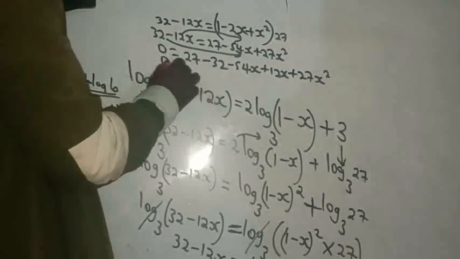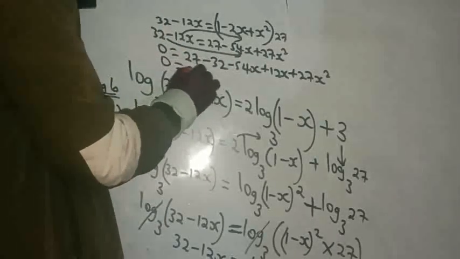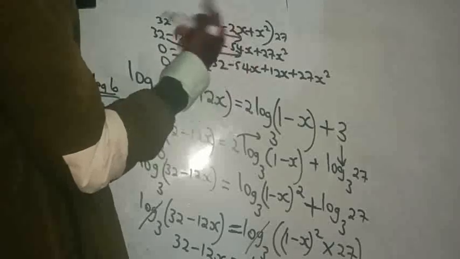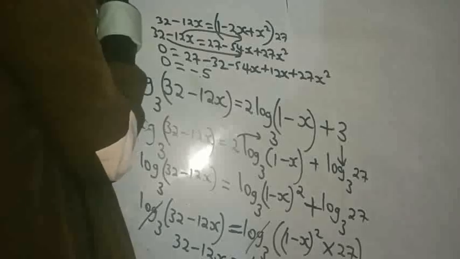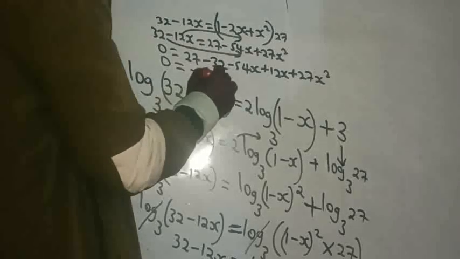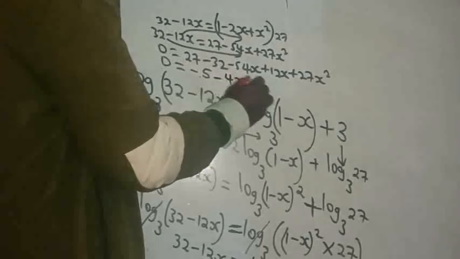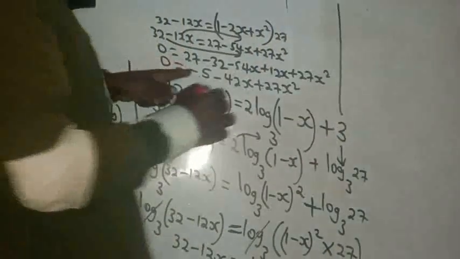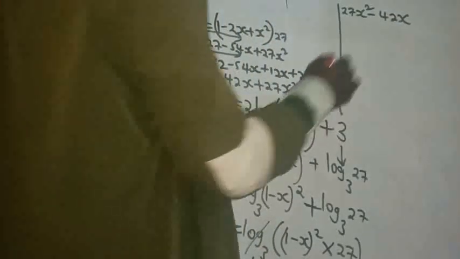So then 0 is equal to minus 5. Then you shall say, minus 54 plus 12, that is 54 minus 12. That is going to be 42. So it will be minus 42x then plus 27x squared. We can arrange that equation. So we shall have 27x squared, then minus 42x, then minus 5 equal to 0.